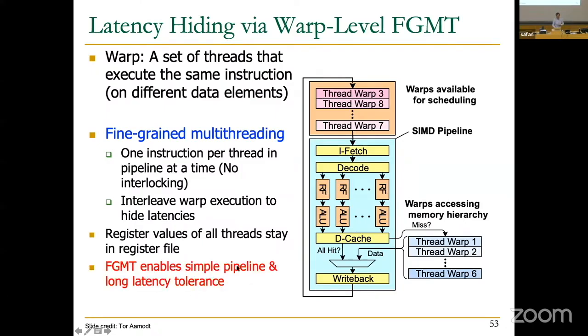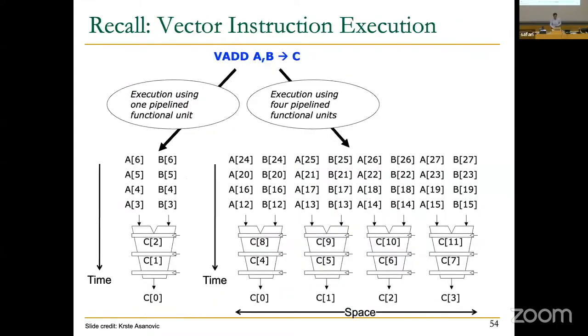And fine-grained multi-threading enables two major things. One is a simple pipeline, no dependency checking, as we have discussed. But of course, you need to figure out whether you need to wait for memory. And long latency tolerance, meaning you can have many, many warps while one warp is waiting, another warp is executing. Right? Hopefully, not all warps are waiting. And this is why this is actually a great fit for graphics. You have millions of threads operating on the same large image and video doing the same operations.